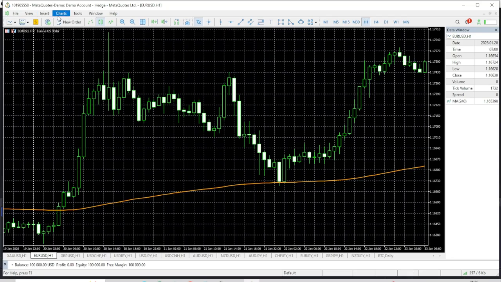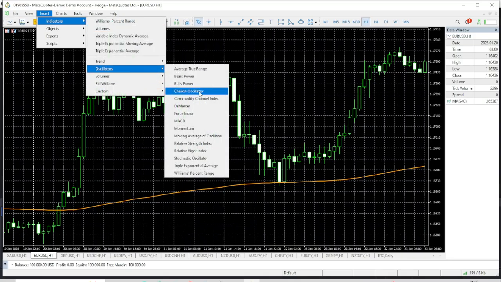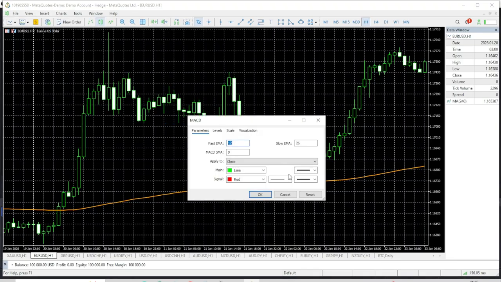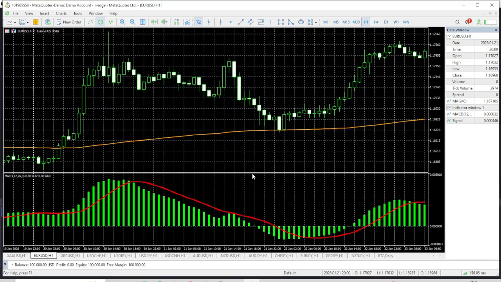and then we are going to be inserting our MACD. MACD is an oscillator and it's going to be the default MACD. If your settings are mixed up, you just go to reset and it is going to take you to the default MACD. So we're going to say OK here, and that is it. So we have our setup clean.